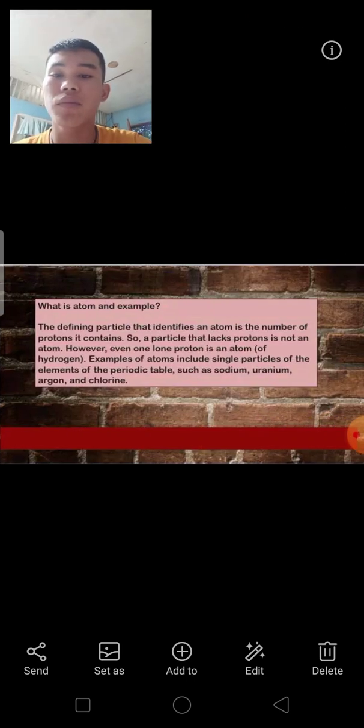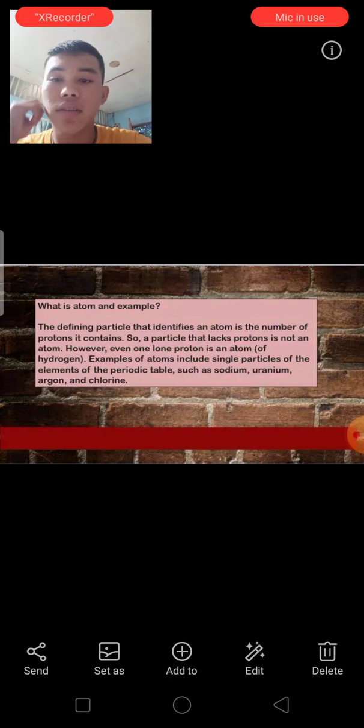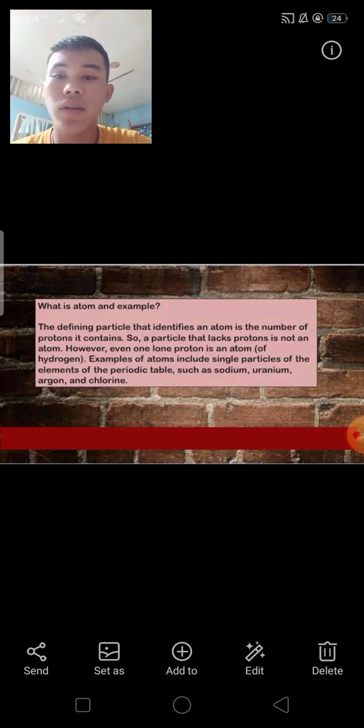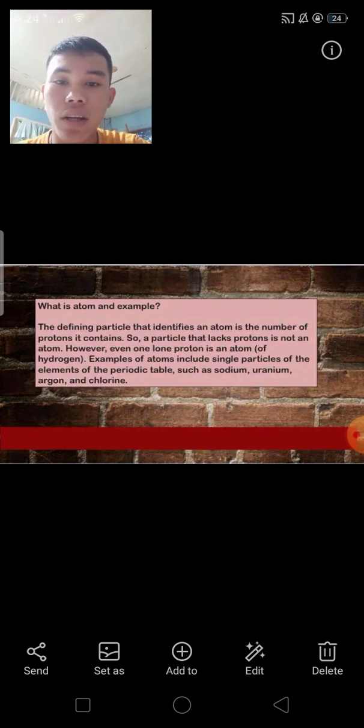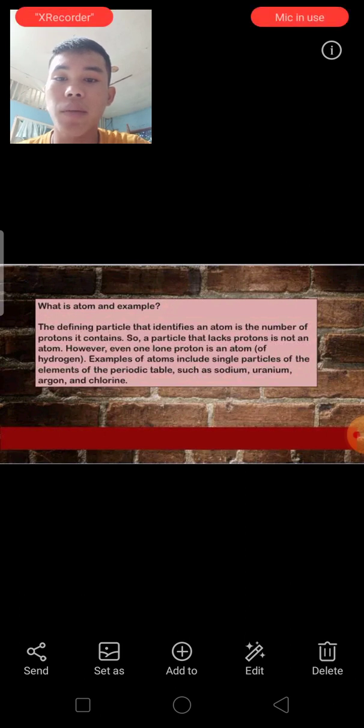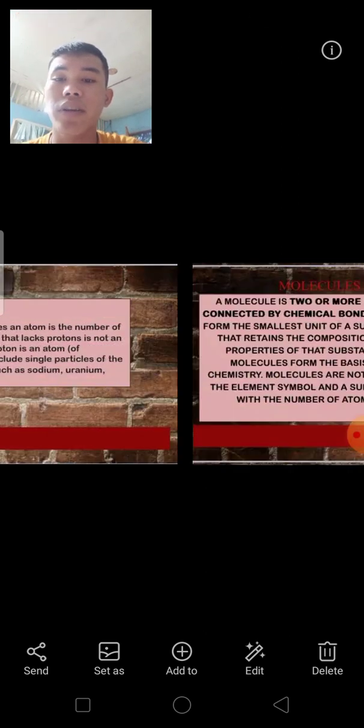What is an atom example? The defining particle that identifies an atom is the number of protons it contains. So, a particle that lacks protons is not an atom. However, one lone proton is an atom of hydrogen. Example atoms include single particles of the elements of the periodic table such as sodium, uranium, argon, and chlorine.